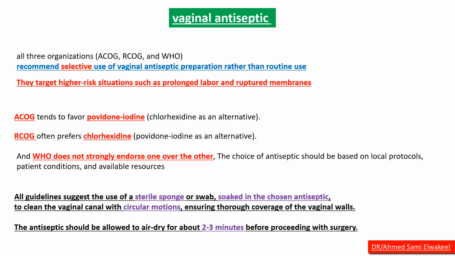All guidelines suggest the use of a sterile sponge or swab soaked in the chosen antiseptic to clean the vaginal canal with circular motion, ensuring thorough coverage of the vaginal walls. The antiseptic should be allowed to air dry for 2 to 3 minutes before proceeding with surgery.